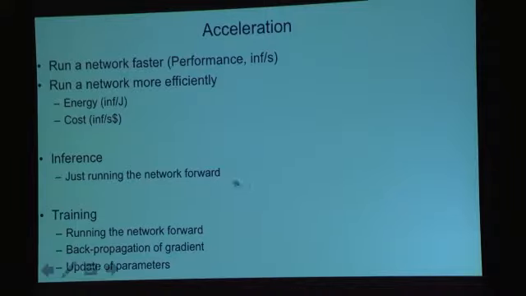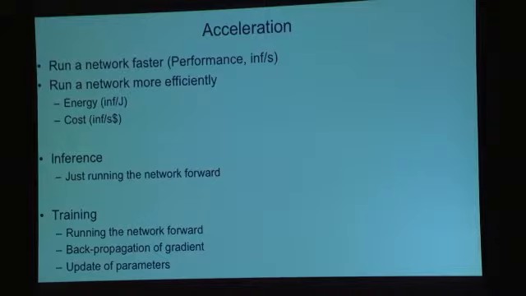I'll also talk about a couple related problems. If all I'm doing is inference, that means running the network forward. I'm presenting an input. If I'm doing a computer vision application, the input will be an image, and I will get an output, perhaps a detection. That's simply running the network in one direction.